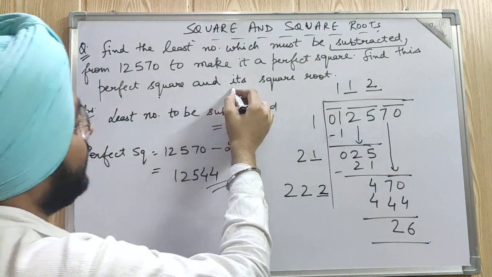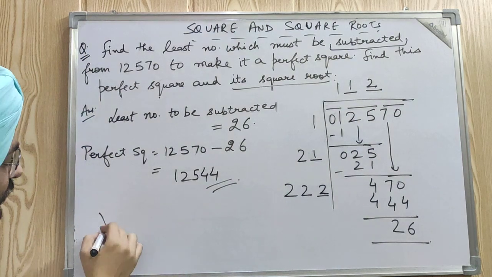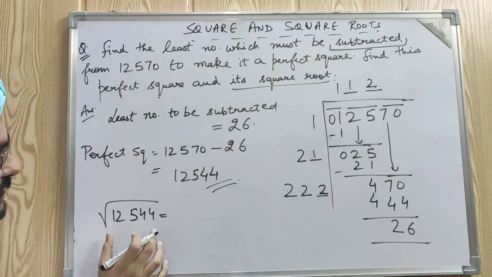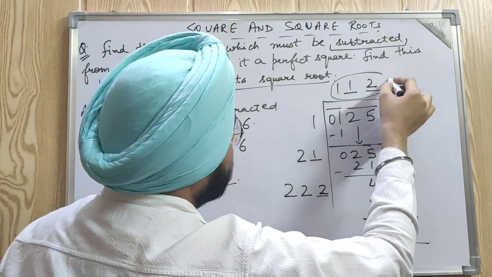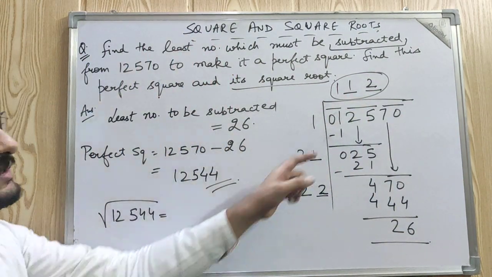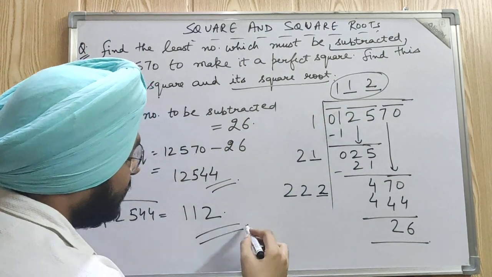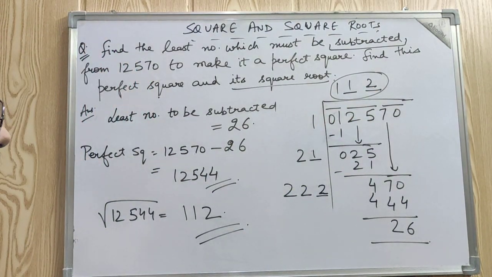It also says find its square root. So the square root of 12544 will be what? This will be this one only. No need to find it again. Just this will be your square root of this number. So that will be your 112 here.